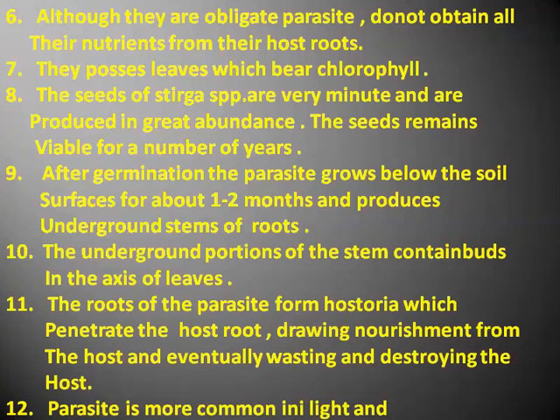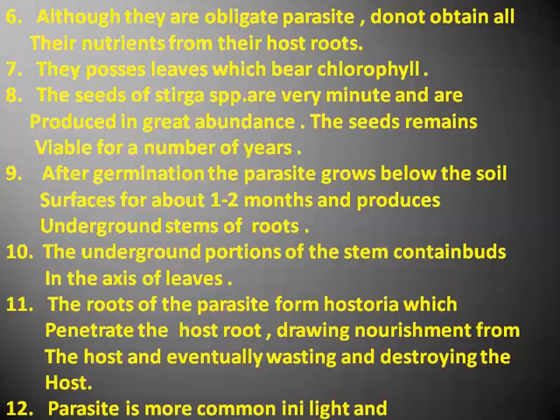After germination, the parasite grows below the soil surface for about 1 to 2 months, and it produces an underground stem and roots. The underground portion of the stem contains scale leaves, and the roots of the parasite form haustoria, which penetrate the host. That can draw the nutrients from the host and eventually, resting on the haustoria, destroys the host.